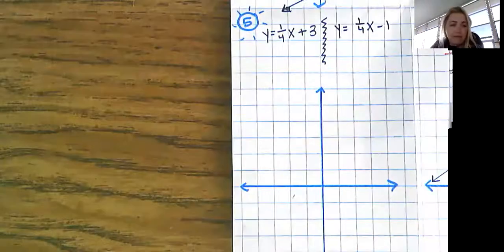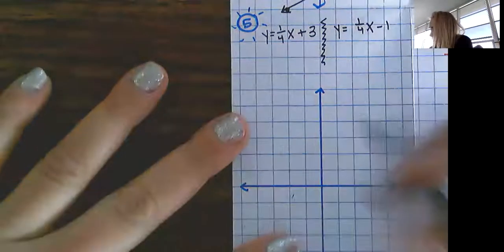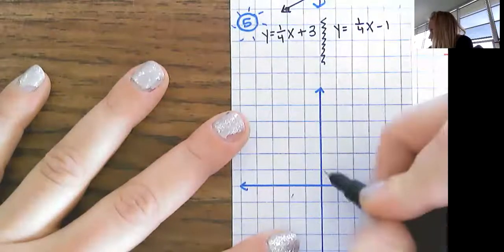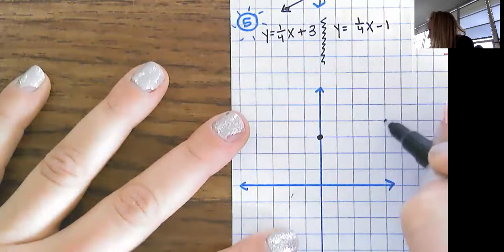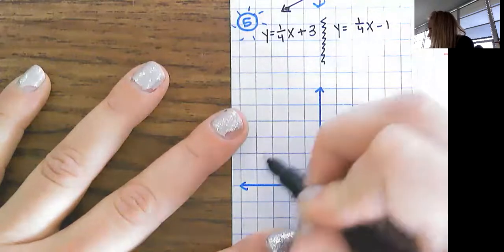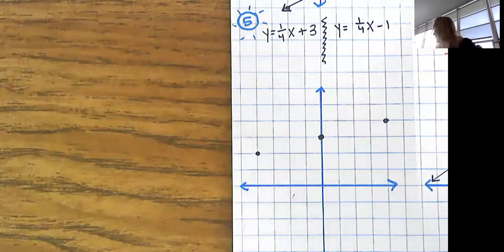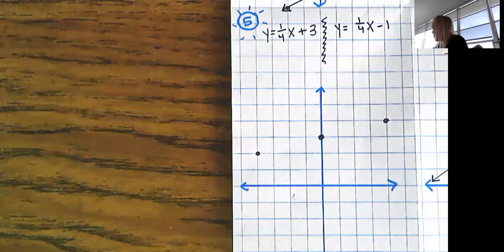Okay, so let's graph the first one first. So I'm going to start with my first dot at +3 because that's my first b value. And the slope is telling you to go up 1 to the right 4, back to the center. You can go down 1 to the left 4. And then connect those dots.